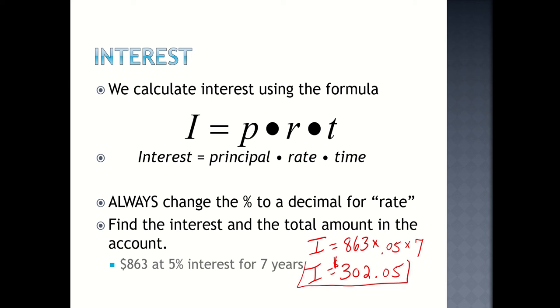Now, how much money do we have now? We were not asked this, but if we started with 863 and we earned $302.05 more, how can we find the total amount? You add these two together. So 863 plus 302.05, we would get $1,165.05. So that's how much money you have in total. You did not lose your 863, you still have it. You just added 302.05 to it.